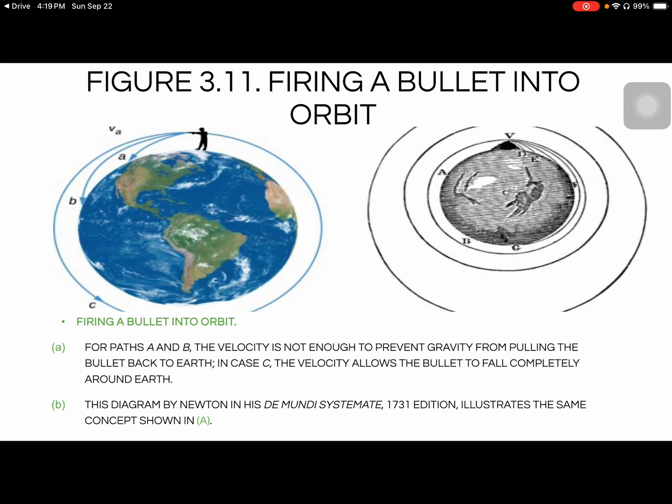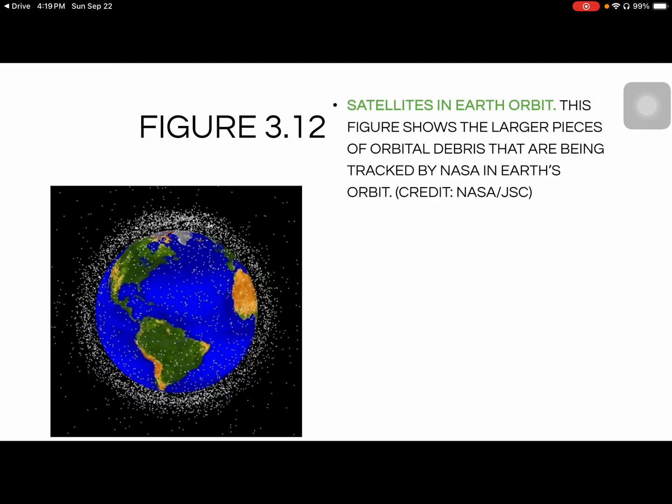So the diagram by Newton is his idea of gravity and the orbits around them. The more gravity there is, the faster they're going to be pulled down to Earth. The less gravity, the more circles that can actually happen within that orbit. And that's because the further away, the less gravitational pull, the slower they're going to move. And so they're just going to continue in that orbit.